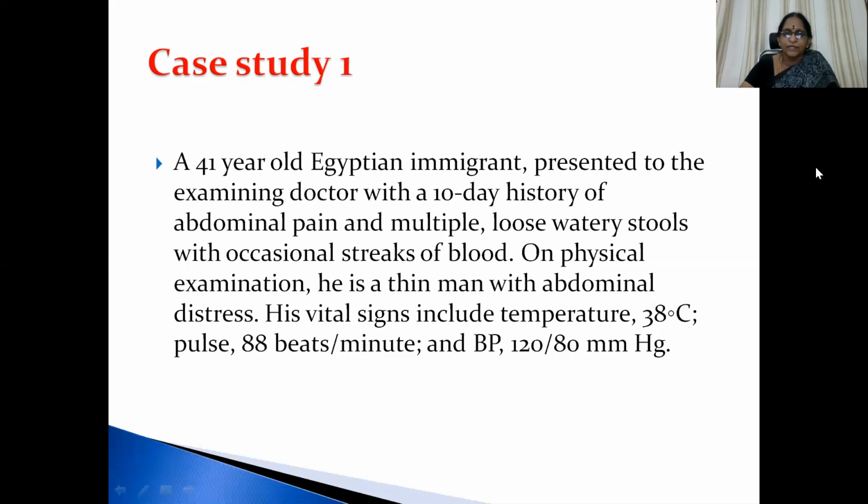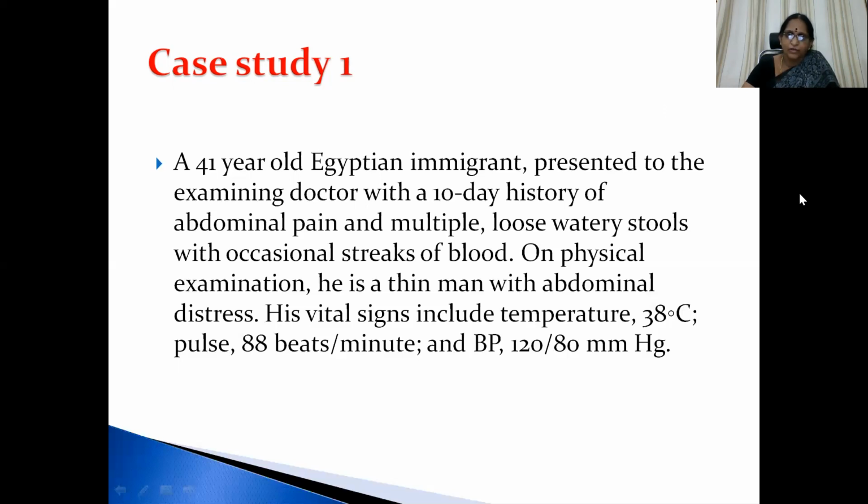Okay, here we'll see this. A 41-year-old Egyptian immigrant presented to the examining doctor with a 10-day history of abdominal pain and multiple loose watery stools with occasional streaks of blood. On physical examination, he is a thin man with abdominal distress. His vital signs include temperature 38 degrees centigrade, pulse 88 beats per minute, and BP 120/80. So these are normal findings. We don't need to bother about them.